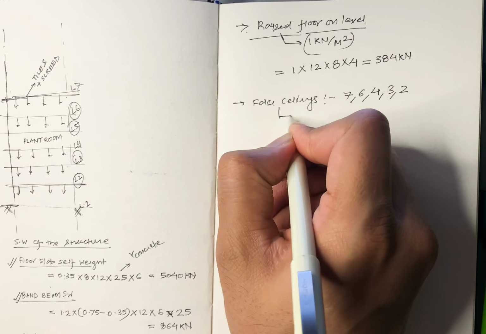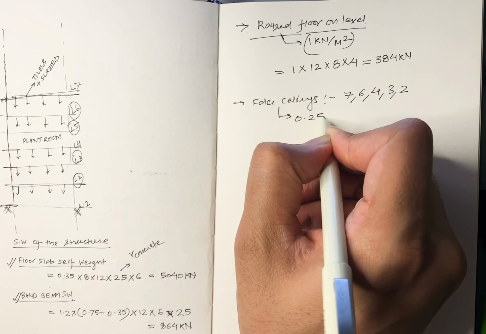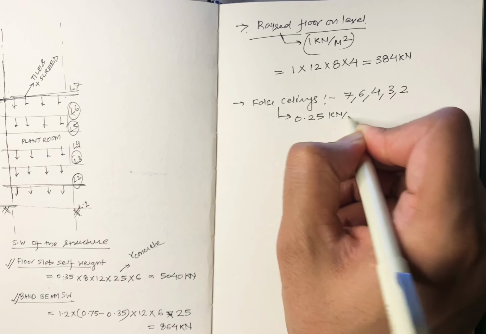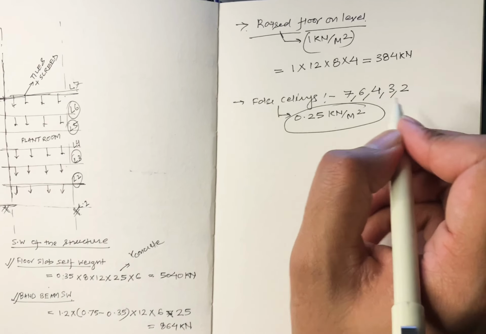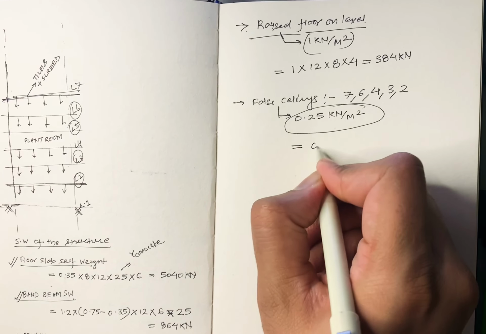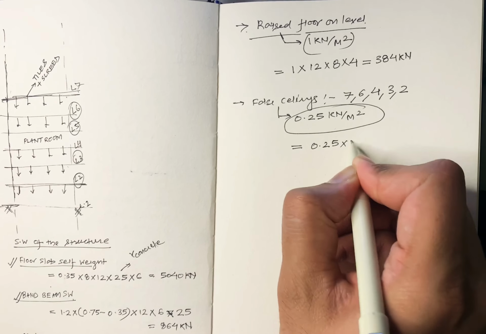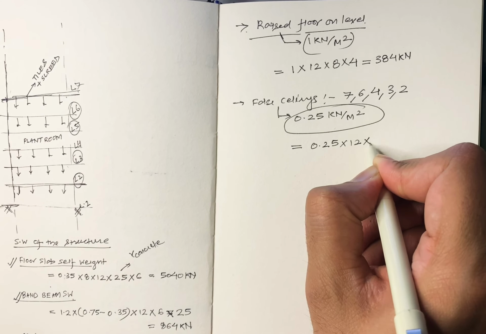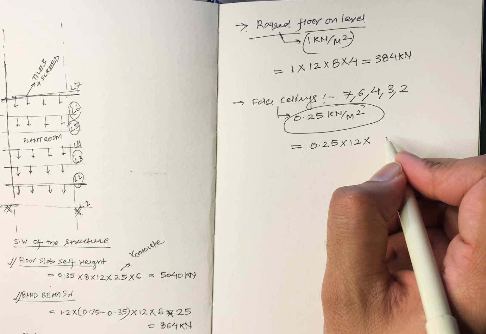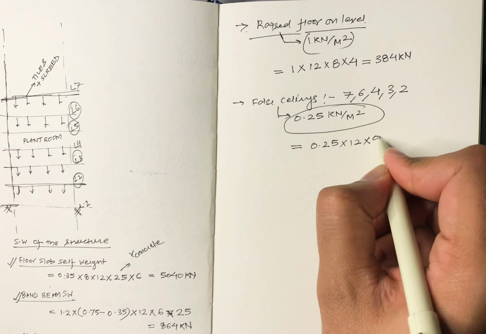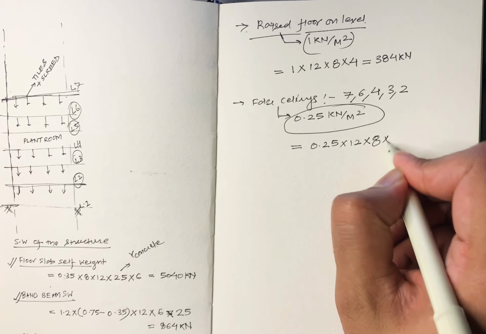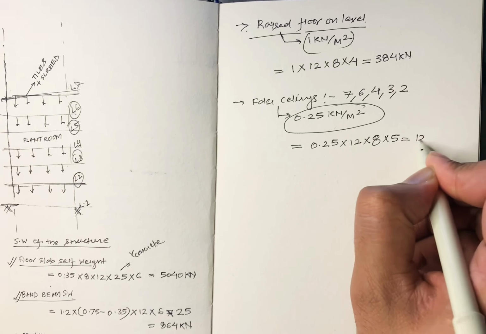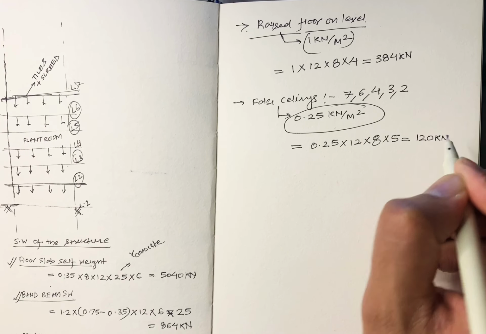So the false ceiling load is 0.25 kilonewton per meter square. This is also a key thing that we need to remember. So 0.25 into 12 into 8 and into 5. This is 120 kilonewton.